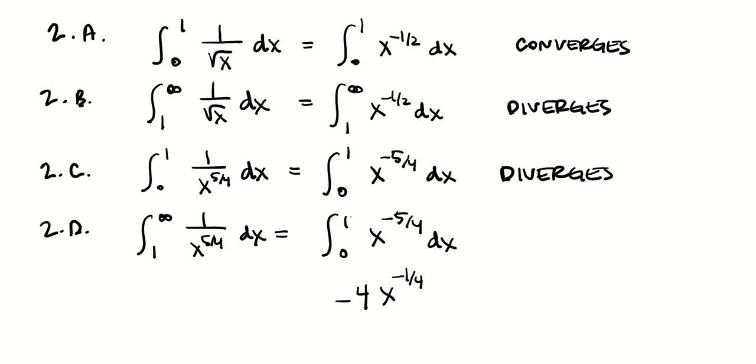And then when I plug in, when I let the upper bound run towards infinity in the denominator, that's okay. That goes to 0. You're dividing by a huge number that leaves you with a really small number. So this one's going to converge, because instead of writing it as negative 4x to the negative 1 fourth, I could write it as negative 4 over the fourth root of x. And then as x runs towards infinity, I'm going to be getting closer to dividing by huge numbers, closer to 0. Okay. And so I'll say this one converges.